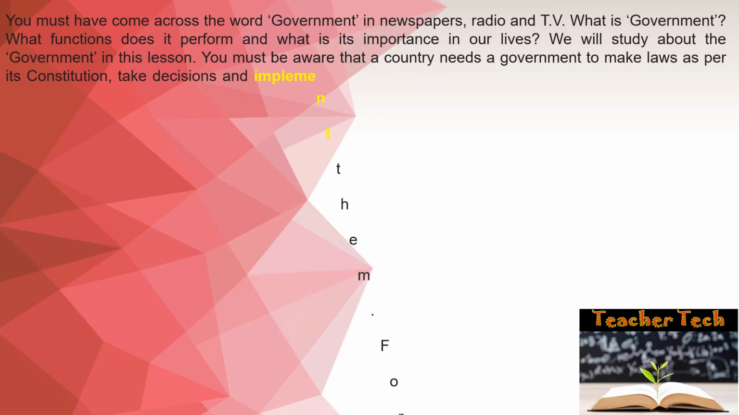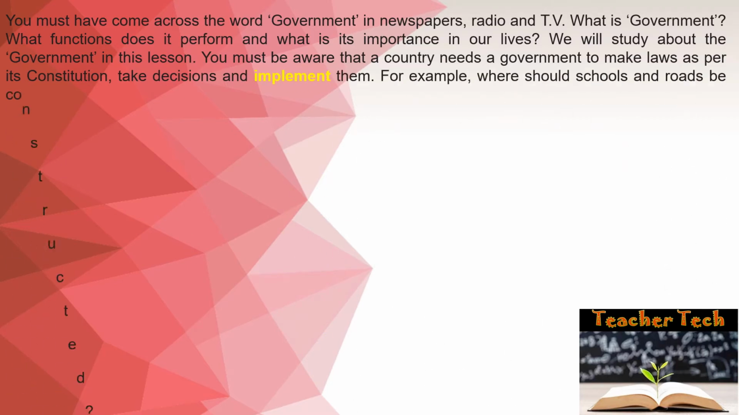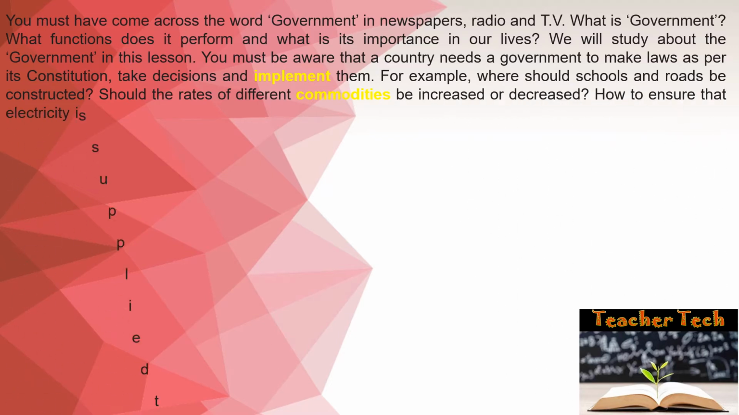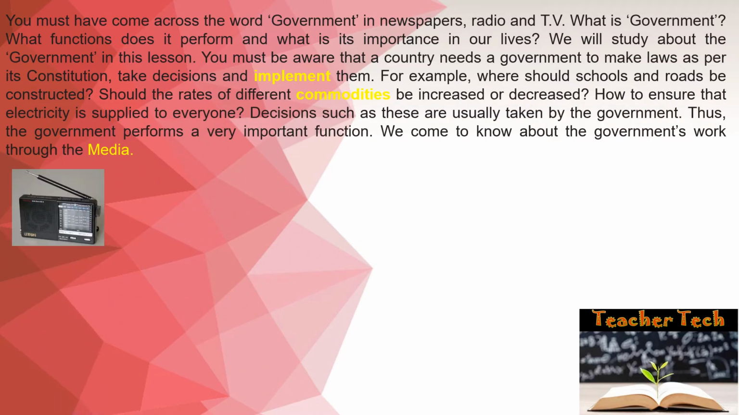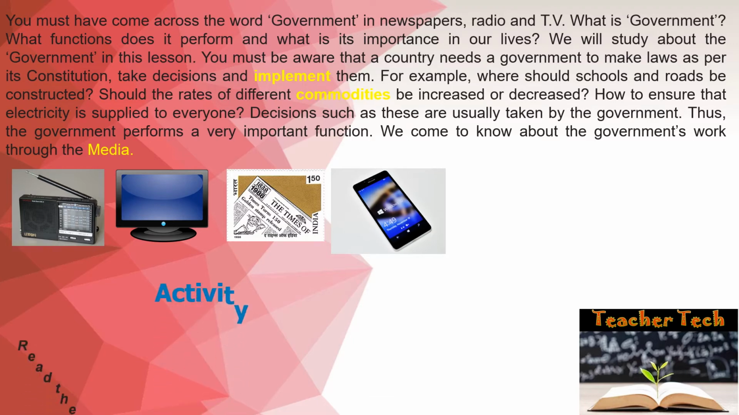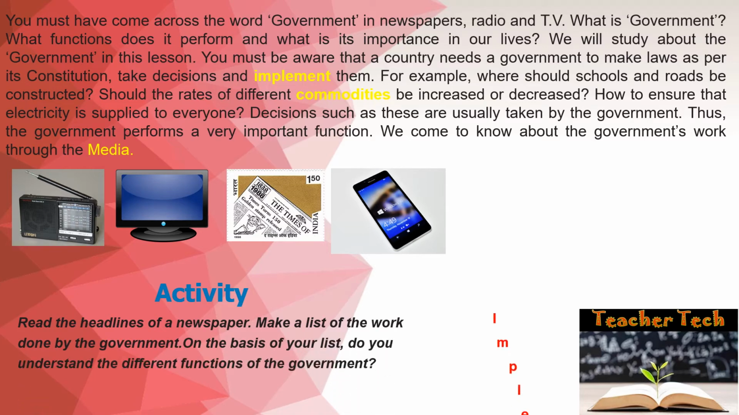You must be aware that a country needs a government to make laws as per its constitution, take decisions and implement them. For example, where should schools and roads be constructed? Should the rates of different commodities be increased or decreased? How to ensure that electricity is supplied to everyone? Decisions such as these are usually taken by the government. Thus, the government performs a very important function. We come to know about the government's work through the media. Implement means to put into effect, and commodities means useful things.